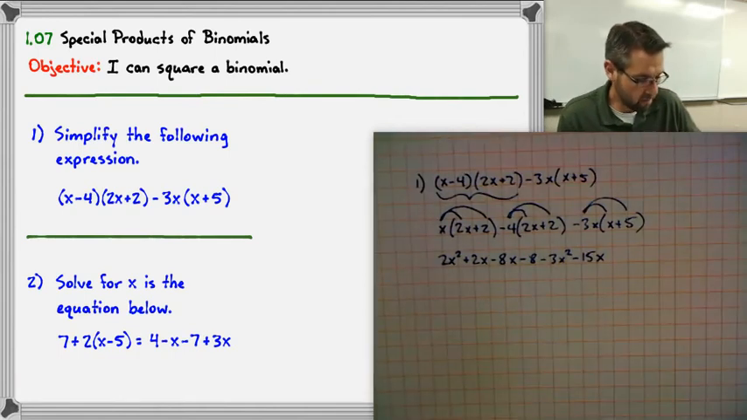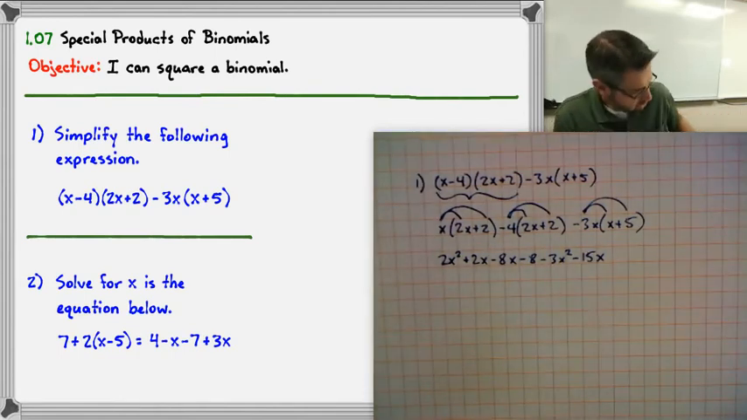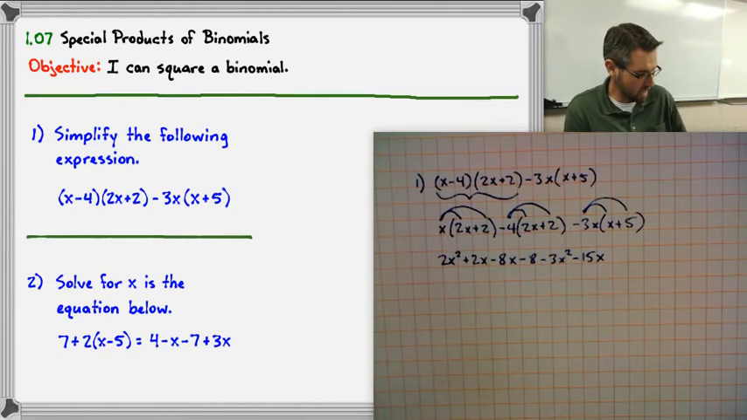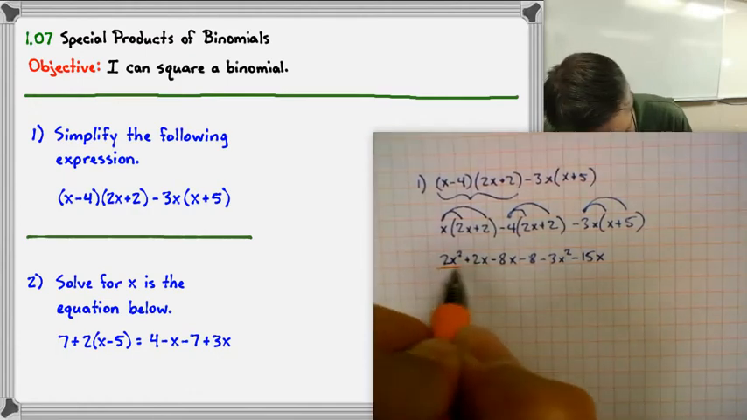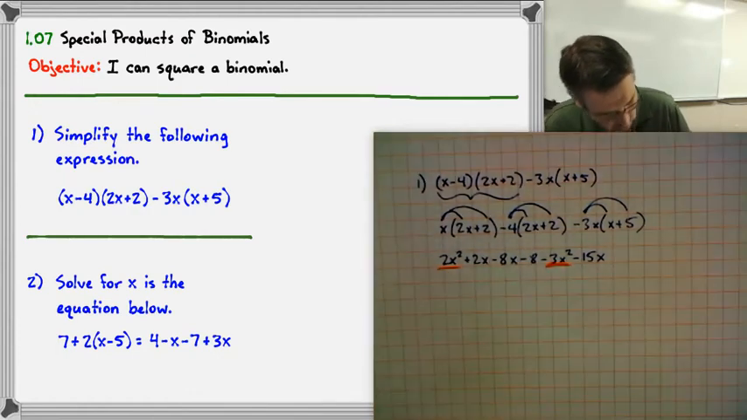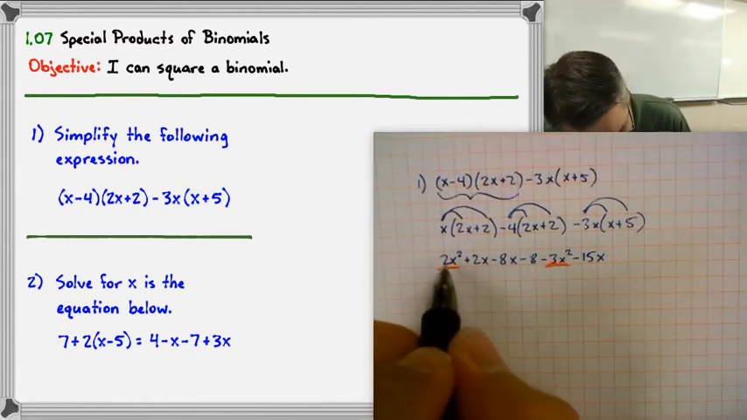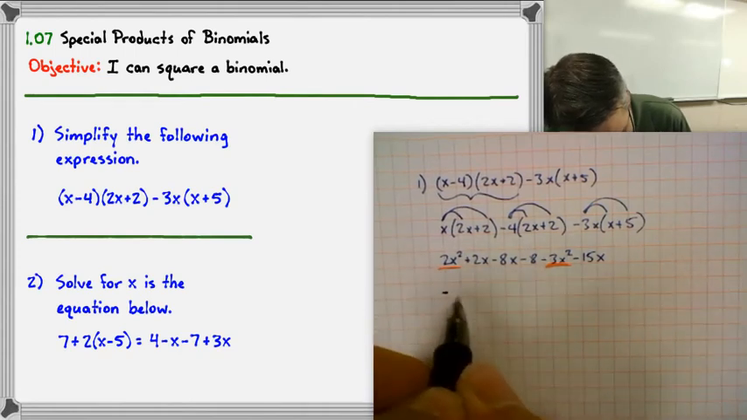So remember, when we combine like terms, we want terms that have the same exponents, the same value for the exponents, and the same bases. So we can see that the 2x squared and the negative 3x squared are like terms. So 2 of them and negative 3 of them makes negative 1 of them. So we'd say negative x squared.